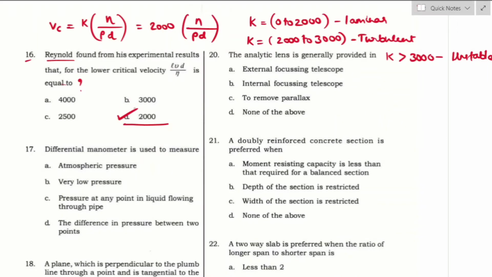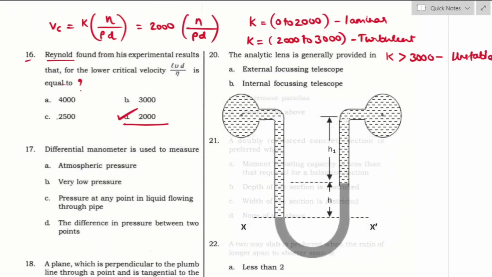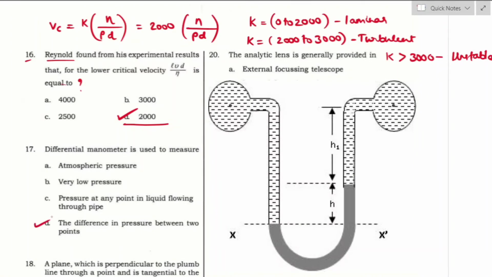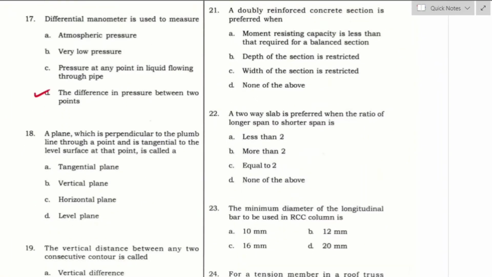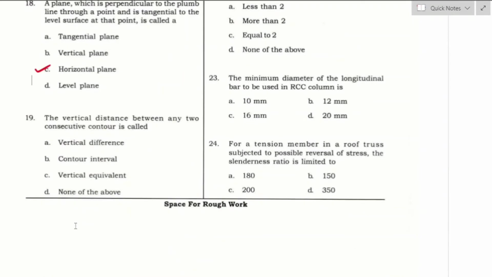Question number 17. Differential manometer is used to measure the difference in pressure between the 2 points. Option D is the right answer. Question number 18. A plane which is perpendicular to the plumb line through a point and is tangential to the level surface at a point is called horizontal plane. Option C is the right answer. Question number 19. Vertical distance between any two consecutive contours is called contour interval. Option B is the right answer. Suppose it is asked for the horizontal distance between any two consecutive contours, it is called horizontal equivalent.